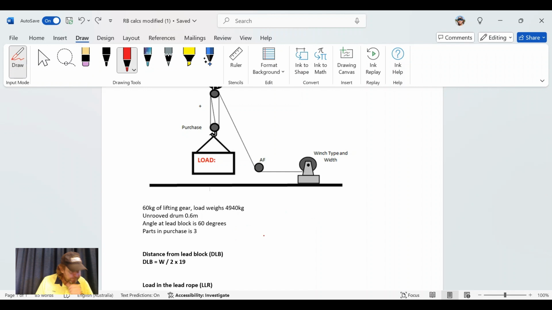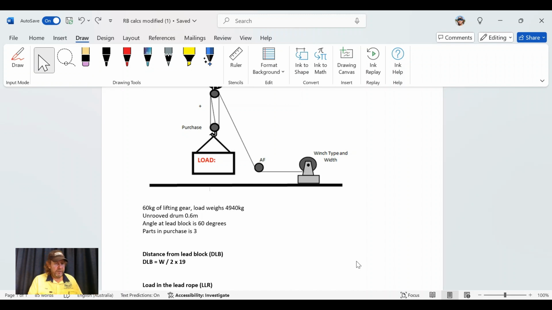Anyway, let's get cracking. We've got 60 kilograms of lifting gear. The load weighs 4,940 kilograms. So chuck that into our calculator: 60 plus 4,940 equals 5,000 kilograms. We'll do that twice just to make sure we've got it. I'd suggest you do that in your exam as well.